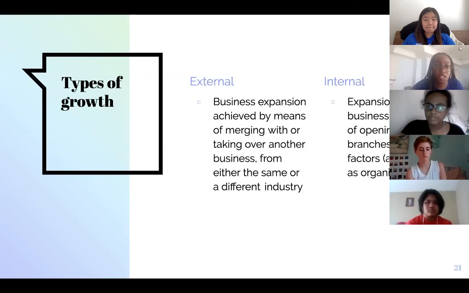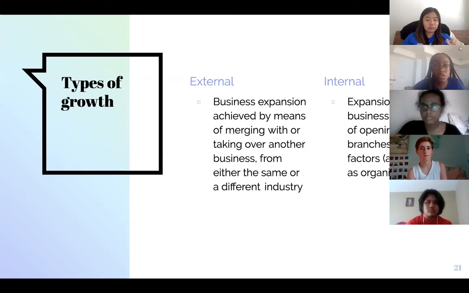And external growth is just business expansion, but achieved by means of merging with or taking over another business from either the same or a different industry. So an example of this is how Starbucks merged with Tivana, and now if you get a drink or a refresher at Starbucks, you get both of those brands.